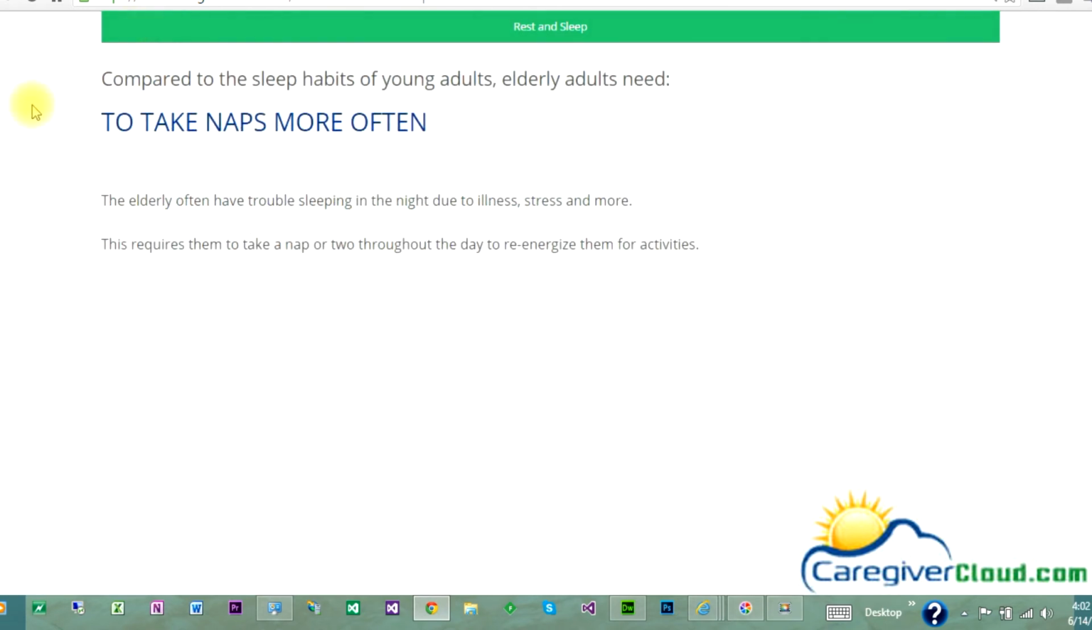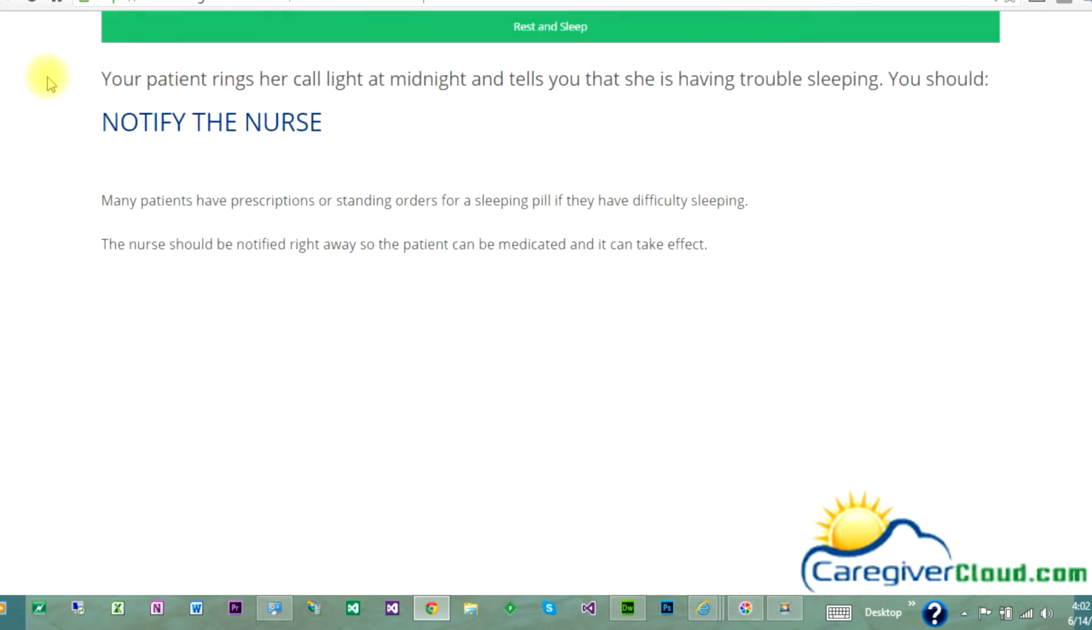Compared to the sleep habits of young adults, elderly adults need to take naps more often. The elderly often have trouble sleeping in the night due to illness, stress, and more. This requires them to take a nap or two throughout the day to re-energize them for activities. Your patient rings her call light at midnight and tells you that she's having trouble sleeping. You should notify the nurse. Many patients have prescriptions or standing orders for a sleeping pill if they have difficulty sleeping. The nurse should be notified right away so the patient can be medicated and it can take effect.